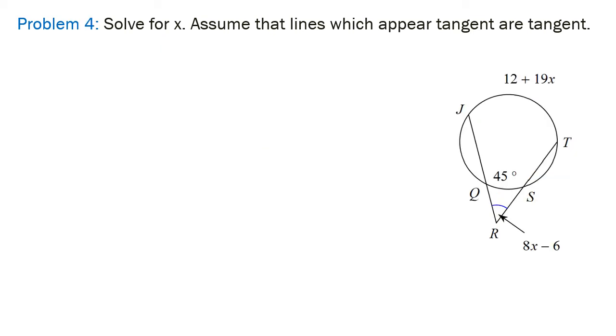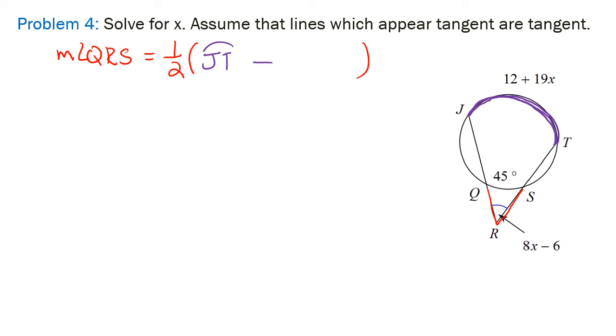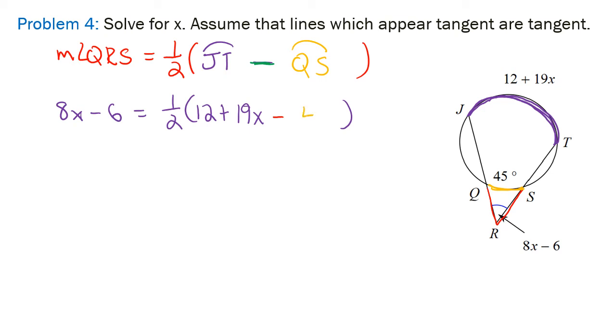So I want to go over another problem that was similar to number 3, because there's a variety you can have. And we follow the same idea that the measure of angle QRS is equal to half the measure of the arc JT minus the arc SQ, which is just 45 degrees. And so from here, we just go ahead and plug in the information. So we've got the angle being 8x minus 6. That's going to equal 1/2 JT, which is going to be 12 plus 19x. We've got minus our degree of 45.